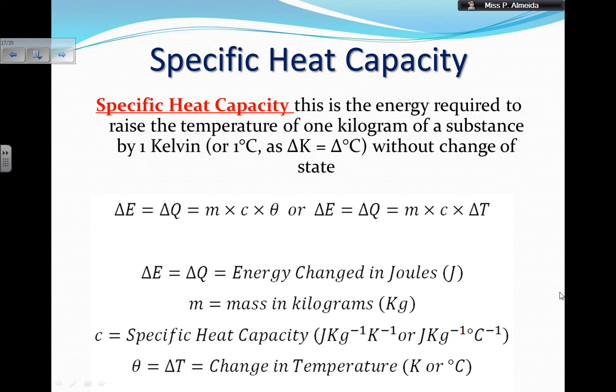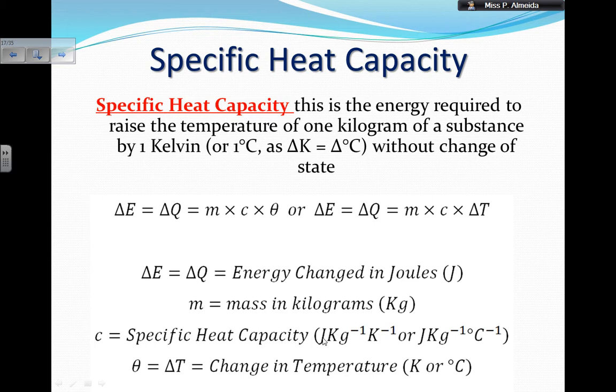This is the formula, and I'm showing you the formula in two different ways. They mean the same, it's just different ways that you can see it. You can see delta E or delta Q, both for the energy transfer, and it's equal to the mass in kilograms. The energy transferred is in joules. It's equal to the mass in kilograms, times C, the specific heat capacity. I know you can have it in grams, but I'm just focusing on how we do it in physics.